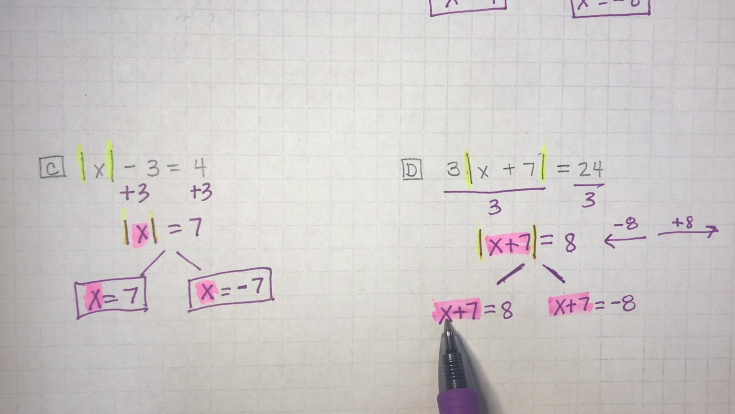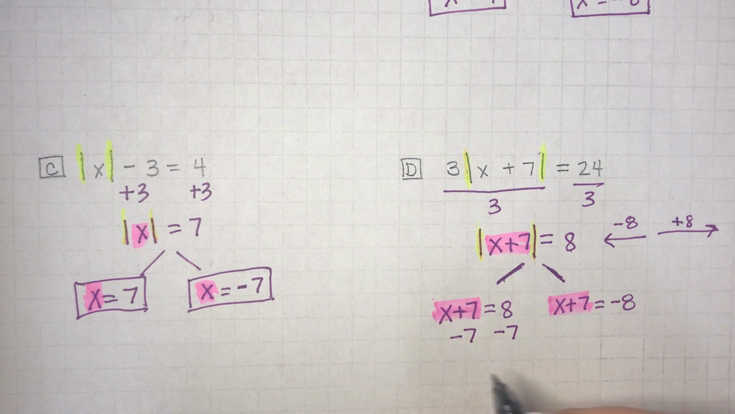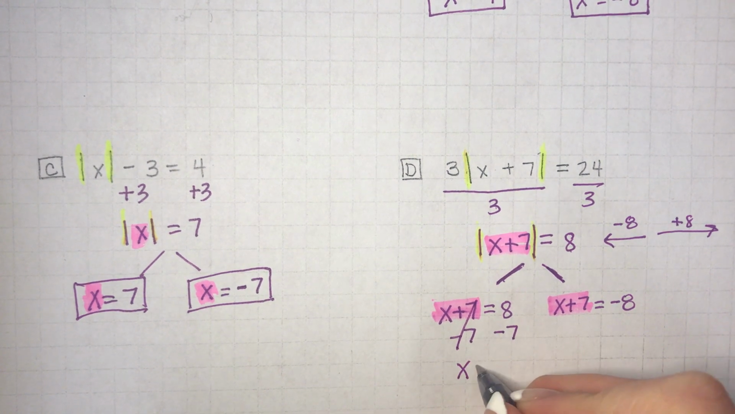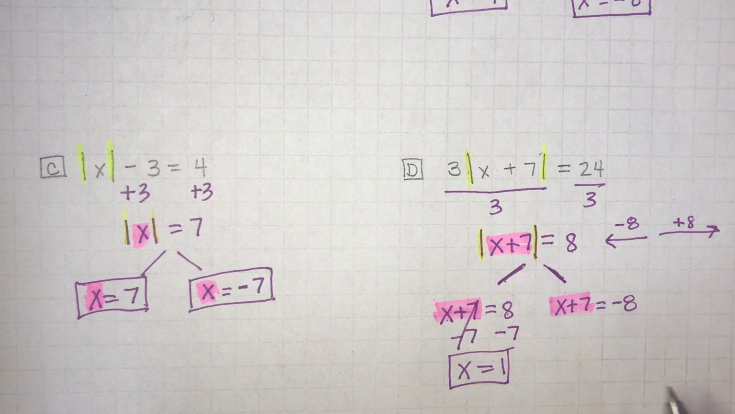So we want to get x by itself. Right now there's 7. 7 is related to x through addition, so we're going to do the inverse operation of addition, which would be subtraction. We're going to subtract 7 from both sides. That's 0. We end up with x equals 8 minus 7, which is 1. So that's one answer.